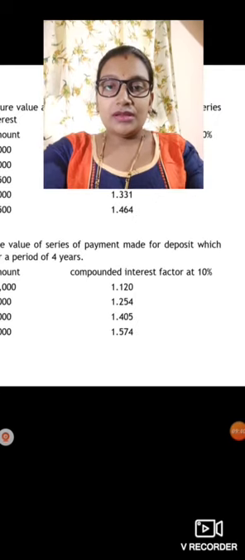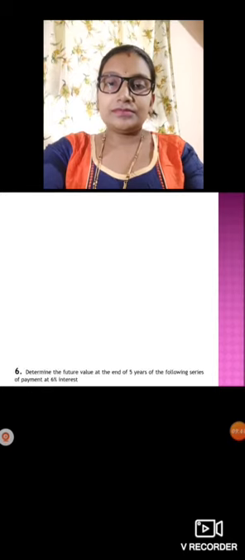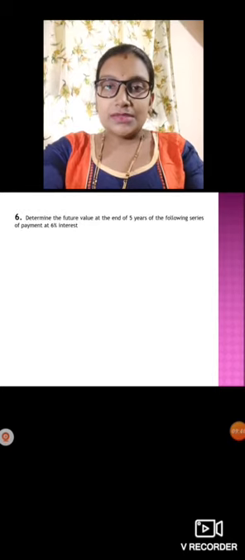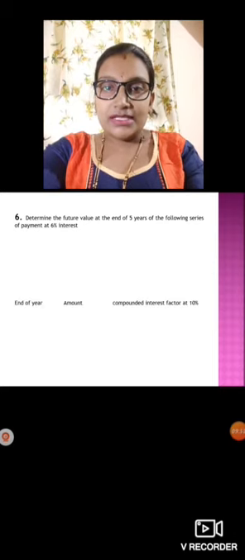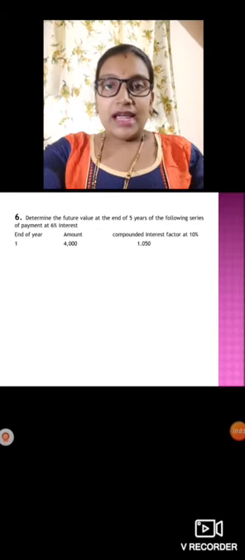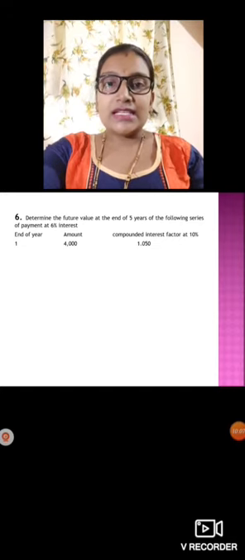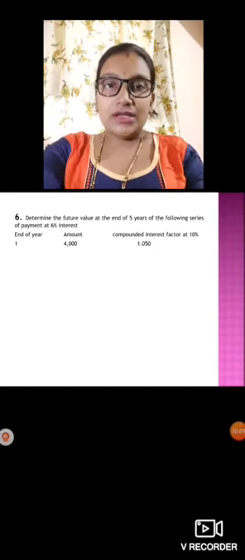Okay. Then next we have the sixth sum. Determine the future value at the end of 5 years of the following series of payments, 6% interest. Okay. So at the end of the year, first year 4,000 has been invested, compound interest factor at 6%, it is not 10%. Okay. Compound interest factor at 6% is 1.050.